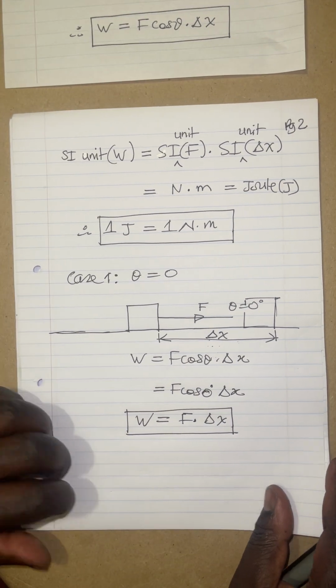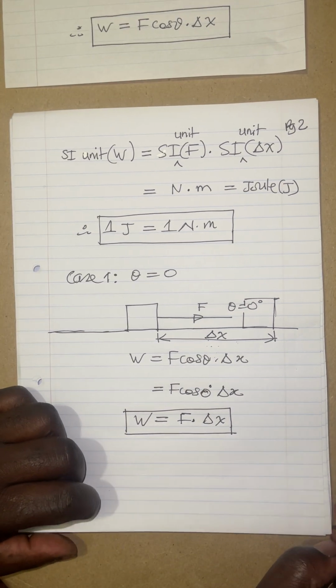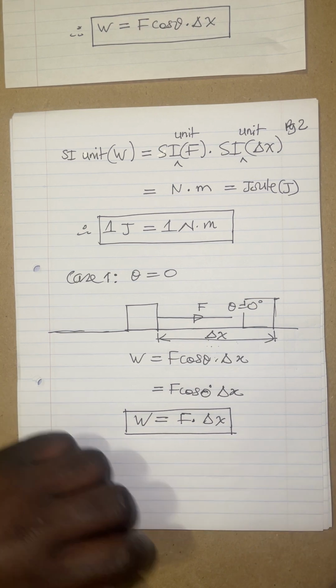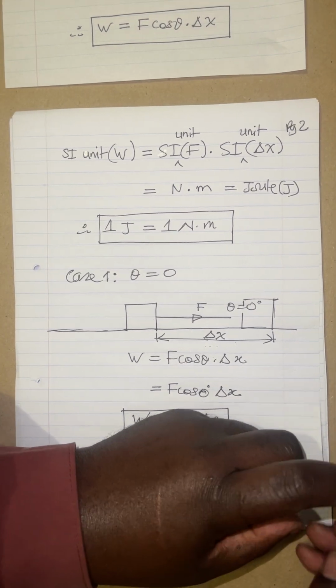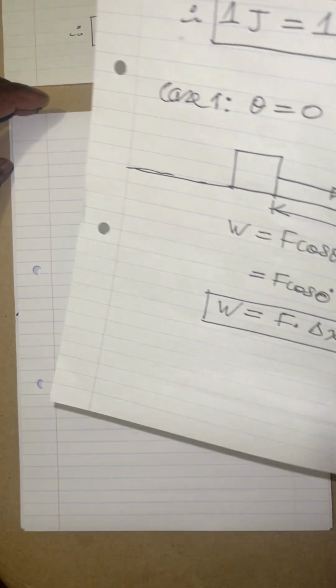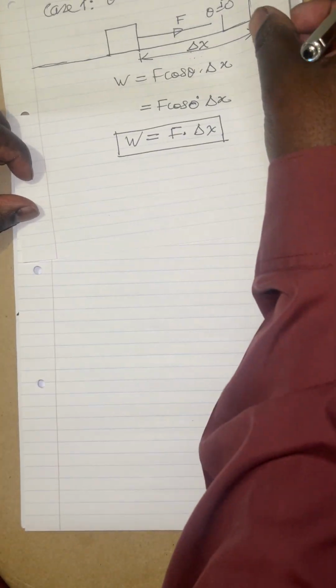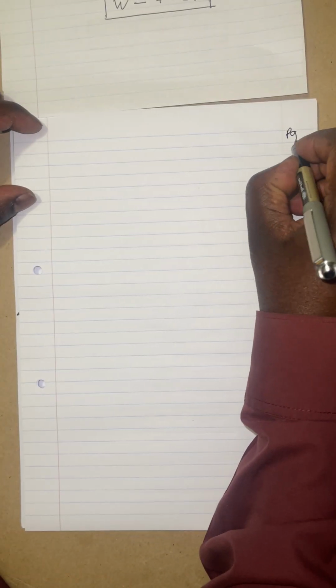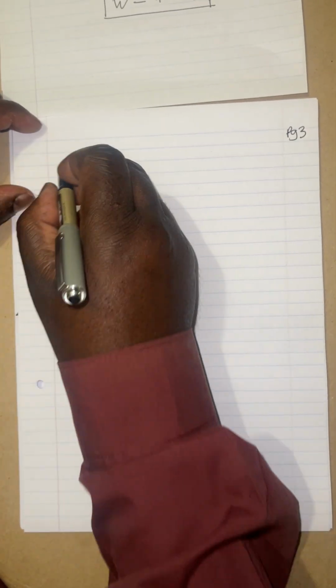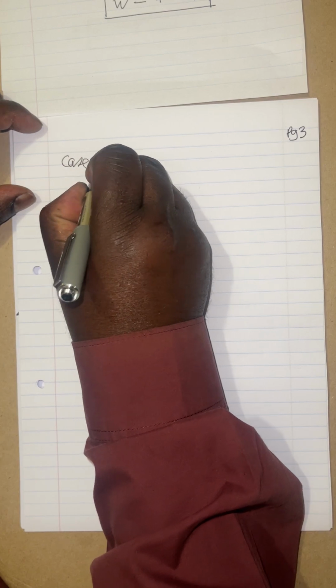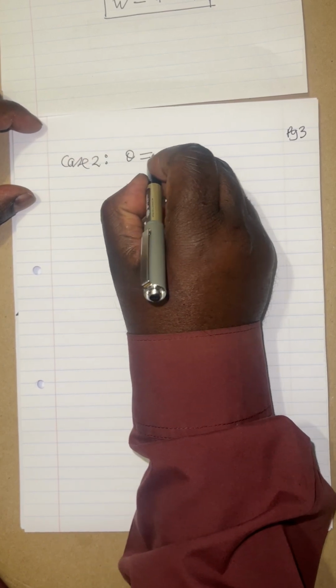Very famous case, but let's look at theta equals 90 degrees. I'm basically looking at 3 cases, 0, 90, and 180. Other cases will come as we move forward. Now, let's look at case 2. Case 2, let me have it on this diagram here, and this is going to be on this page. Let's call it page 3. Case 2, and what are we saying? Theta equals 90 degrees.